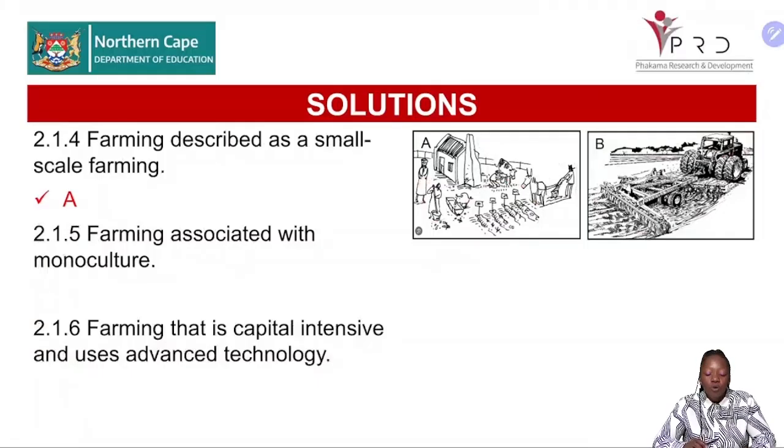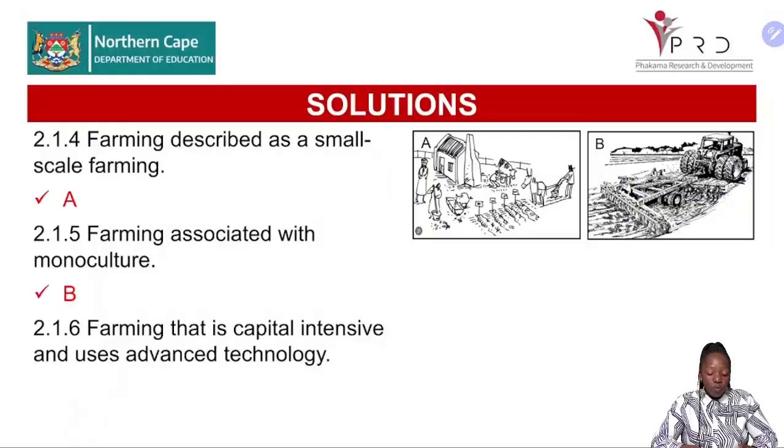Then your 2.1.5, the farming that is associated with monoculture. Remember, monoculture means that in this type of farming, they are only focusing on one crop at a time. Hence, they are called monoculture. And monoculture is practiced at a large scale or commercial farming because they are looking at profit, because they are farming for business.